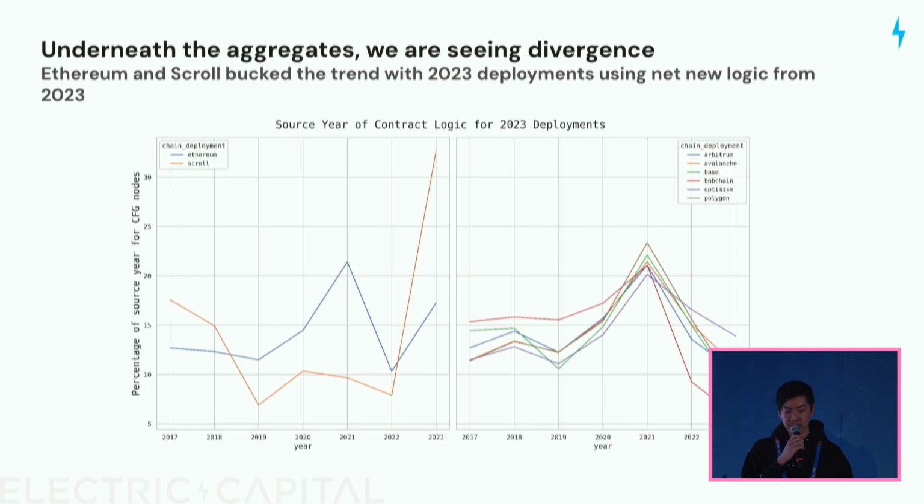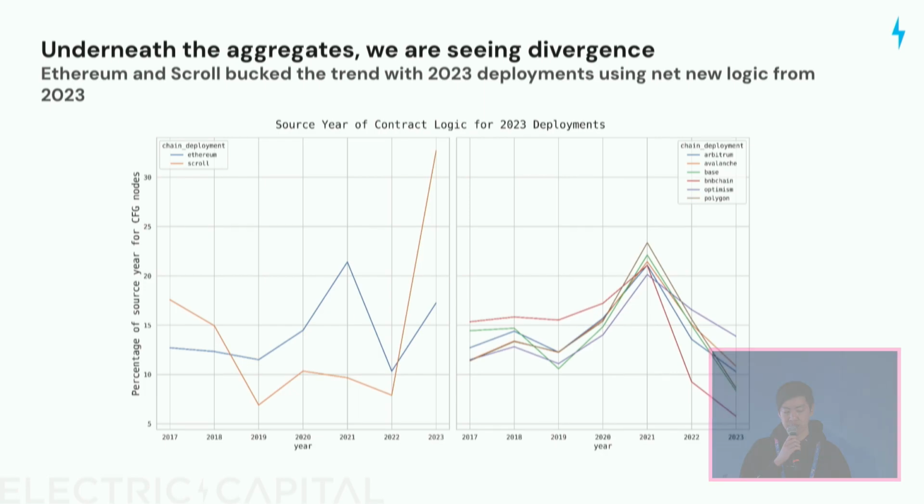But underneath the aggregates, we are seeing a sense of divergence. So we saw earlier that, on the left-hand side, Ethereum and Scroll bucked the trend of 2023 deployments using net new logic from prior to 2023. And on the right-hand side, we can see that a lot of the faster L2s and cheaper L1s, such as Arbitrum, Avalanche, Base, BNB Chain, Optimism, and Polygon, the percentage of the logic in the contracts deployed in 2023 that first appeared in 2023 is actually quite low compared to the logic that first appeared in prior years.